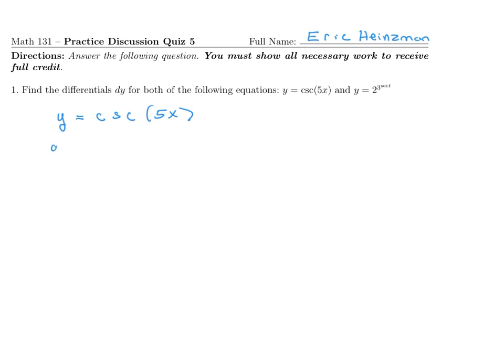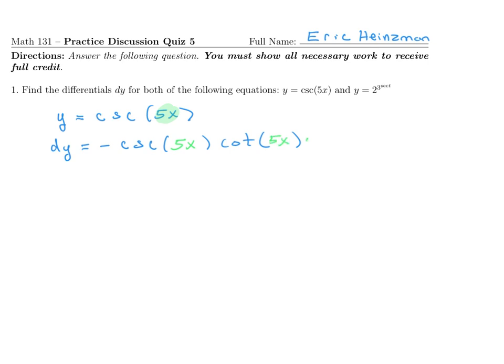We're going to find dy. And for a differential, we'll put the dx on the other side of the expression after we take the derivative. So we're starting with cosecant, and that's a composition of two functions, so we need to use the chain rule. The derivative for cosecant is negative cosecant cotangent. Because 5x is in place of x, we're going to write 5x.